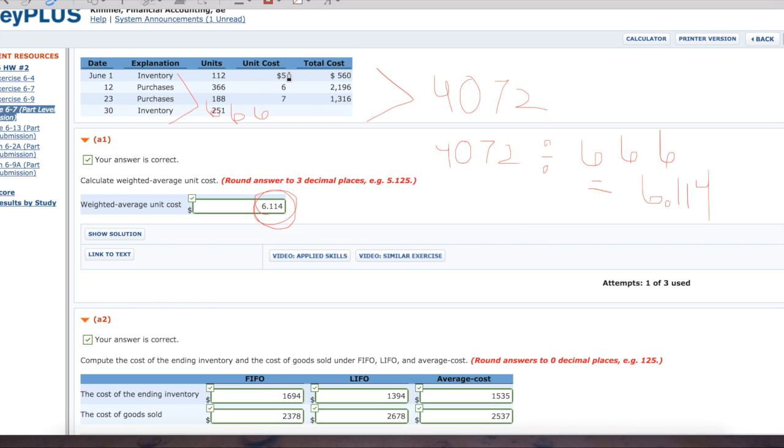Next, we're going to solve for LIFO. So we're going to take the units on June 1st, which is 112, and multiply that by the unit cost, which is 5. And that's going to bring us to 560.